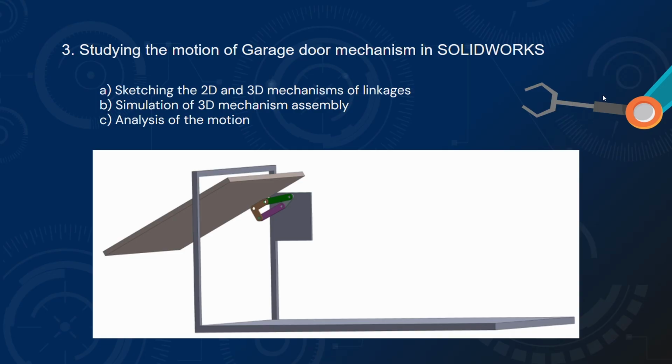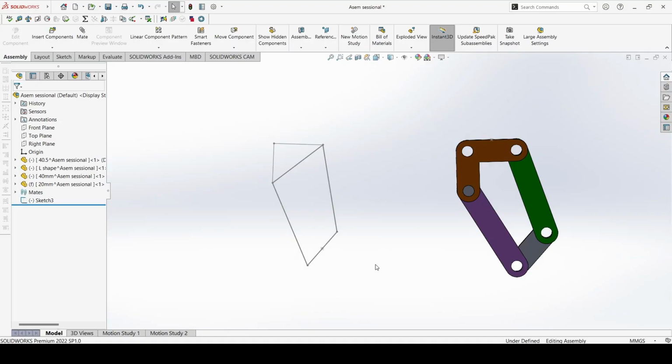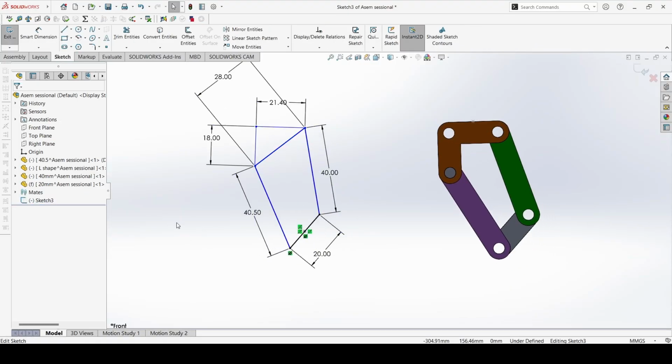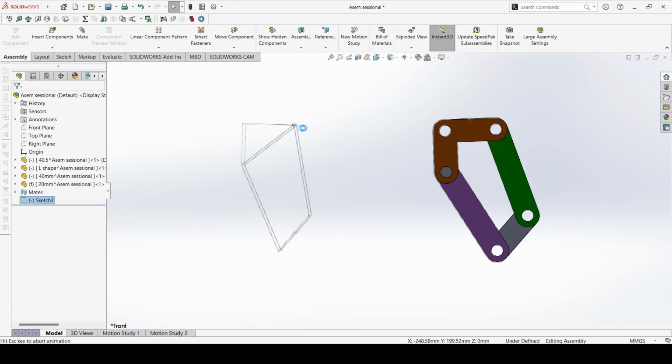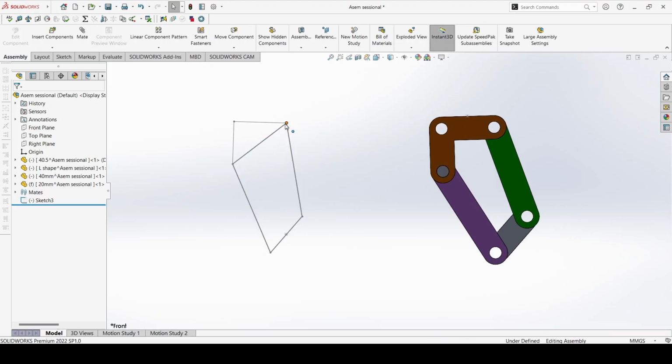Okay, let's move on to SolidWorks software. Okay, as you can see, this is the 2D sketch of the 4R mechanism that we have synthesized according to the required constraints, and this is a double crank mechanism. Just as the name suggests, we have two cranks in our design which completely revolve about the ground.